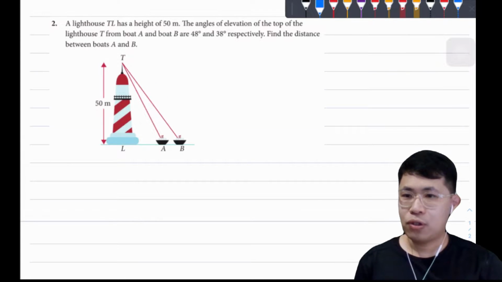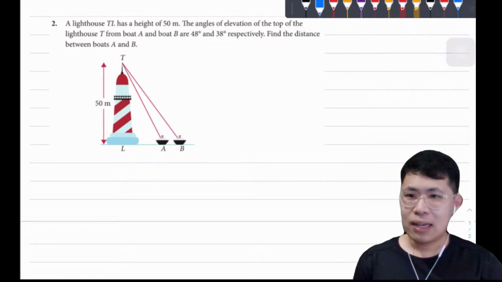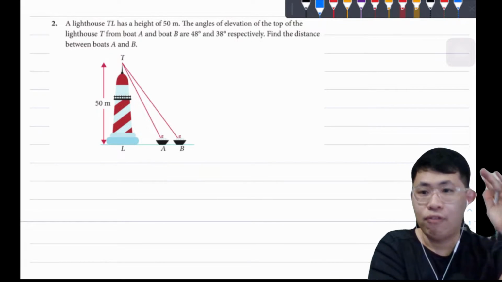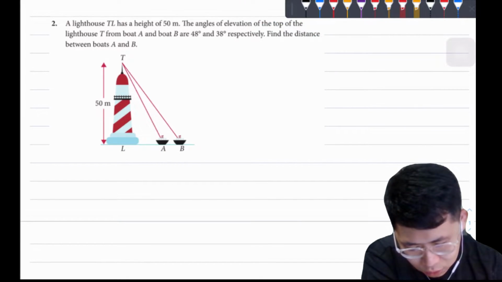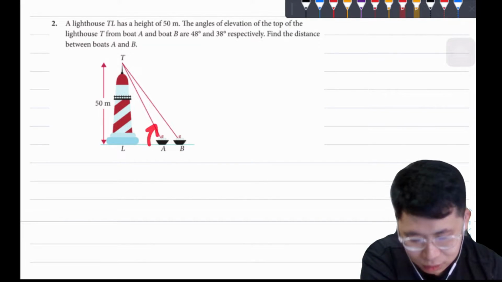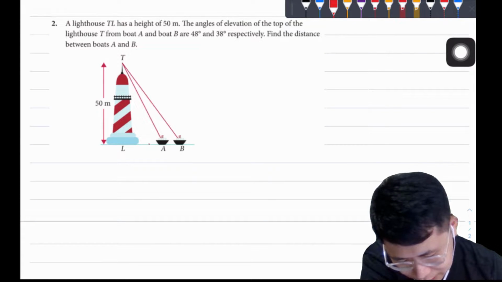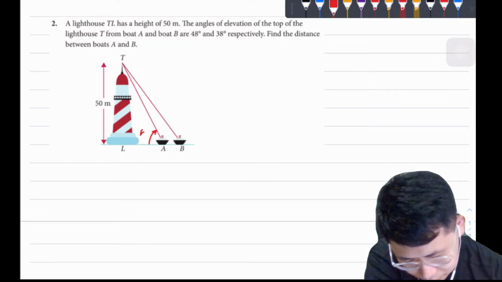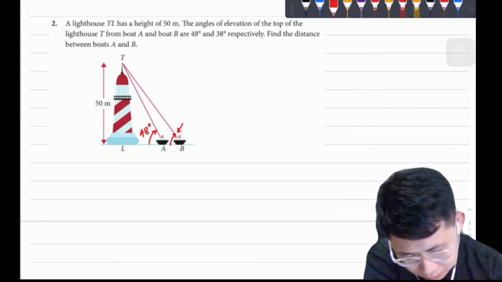Now over here we have question 2. We have a lighthouse TL, with a height of 50 meters. So we have the angles of elevation to the top of the lighthouse from boat A and boat B. So we have two angles of elevation. Let's draw them in. This is going to be 48 degrees from A, and this is going to be 38 degrees from B.